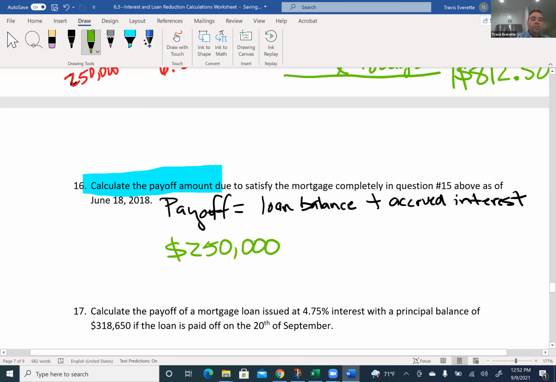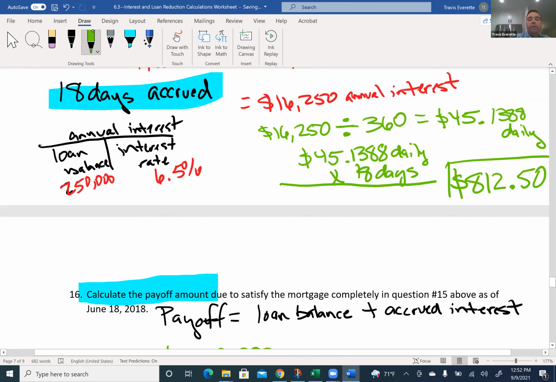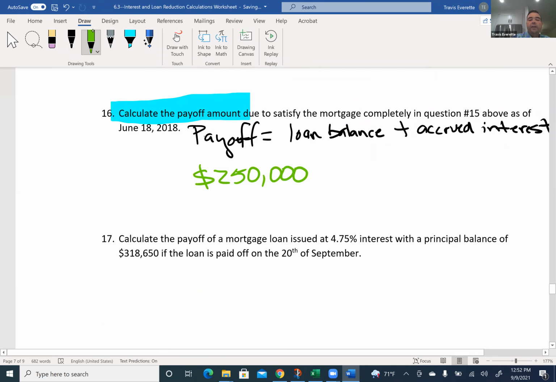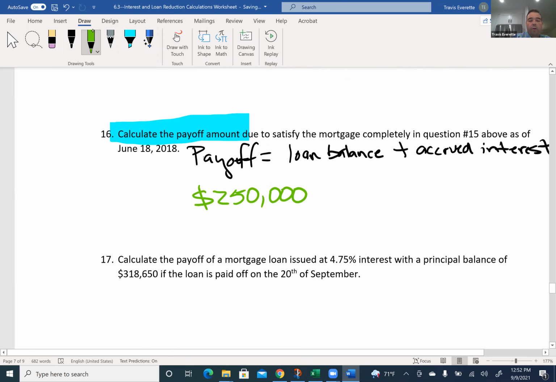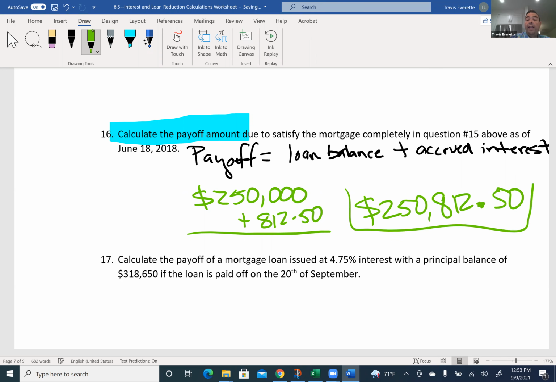We also just calculated that 18 days of interest is $812.50. So as of the 18th, we owe plus $812.50 in interest. So the payoff for that loan is $250,812.50.